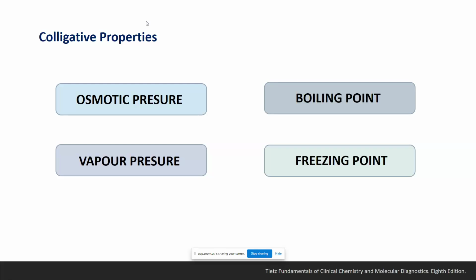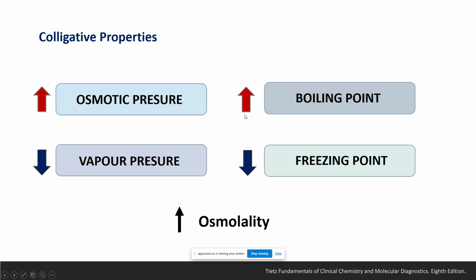So when you have an increased osmolality, you'll have an increase in osmotic pressure and boiling point, but a decrease in vapor pressure and freezing point. In addition to the osmotic pressure being raised, when a solute is dissolved in a solvent, the vapor pressure of the solution will be lowered below that of the pure solvent, and as a result of the change in vapor pressure, the boiling point of the solution is also raised above, and the freezing point of the solution is lowered below that of the pure solvent.